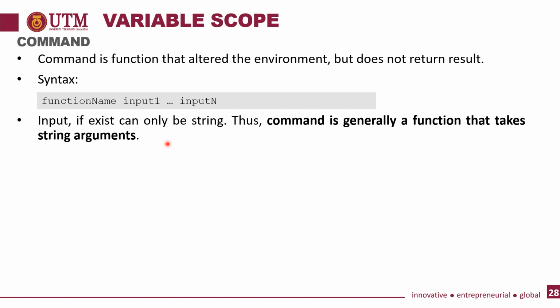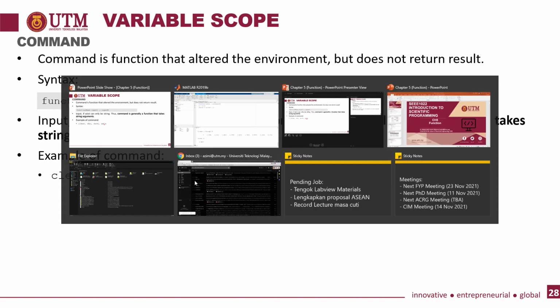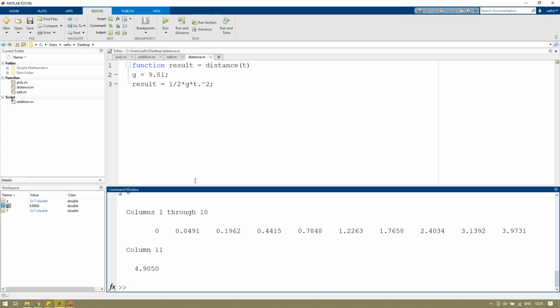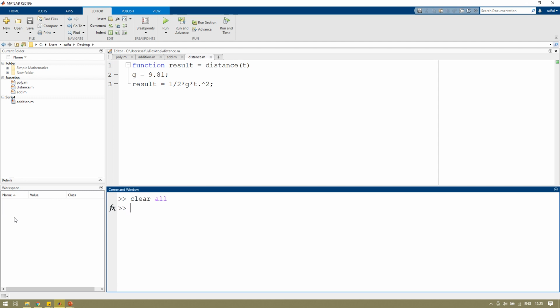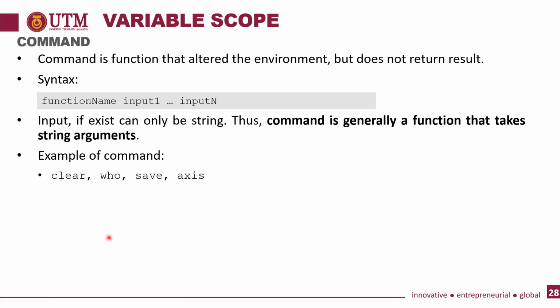Examples of commands are clear, who, save, exist. As in the example that I showed you just now, if you wanted to clear the command window, you can just do clc. So that is a command. And if you wanted to clear the workspace here, you can do clear all. So that is an example of a command.